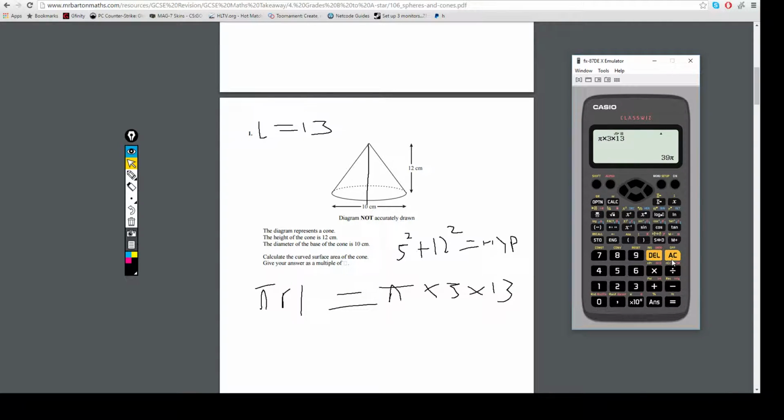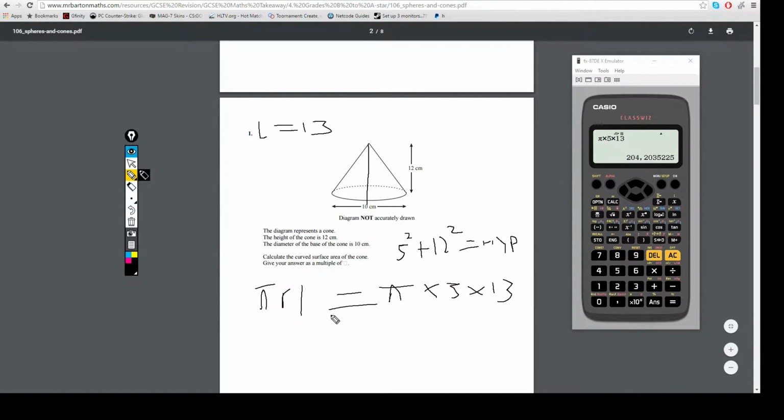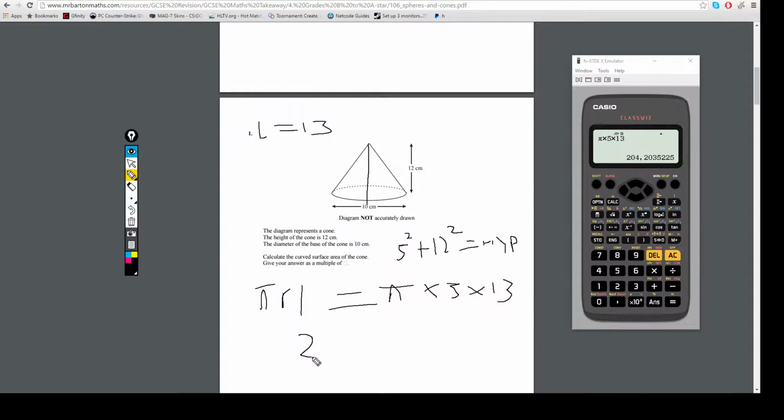I put 3 in instead by accident, sorry. Delete. Okay, back. Pi times 5 times 13 equals 65 pi. And we're going to get 204 as our answer in the end, which is 204 centimeters squared. You can't forget the centimeters squared as it's an area. And that is our final answer for this question.